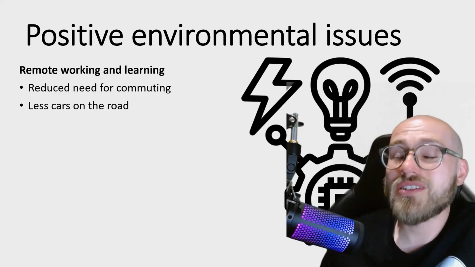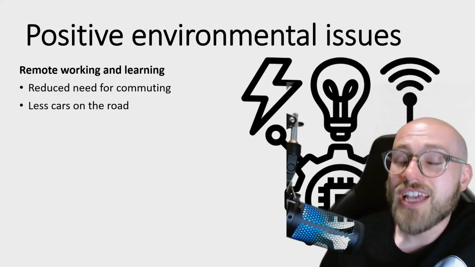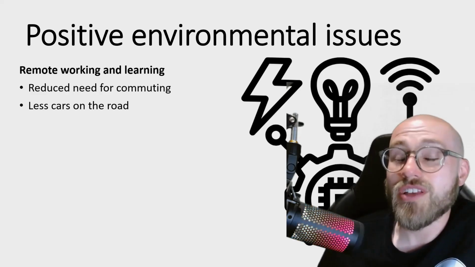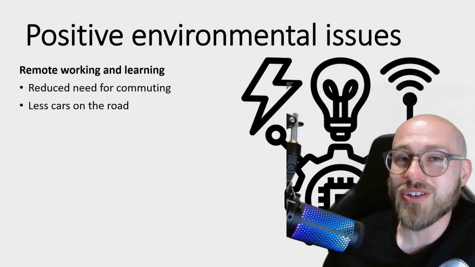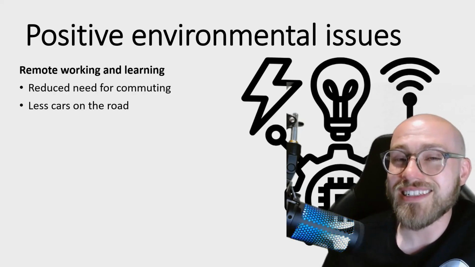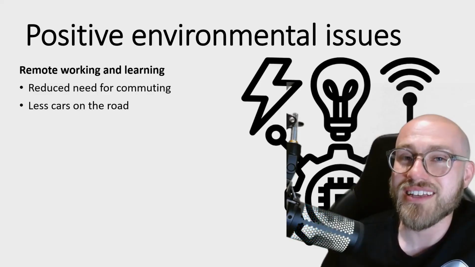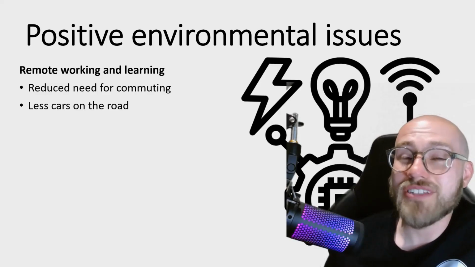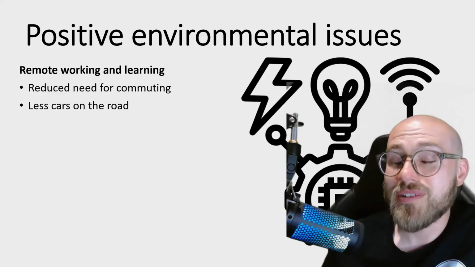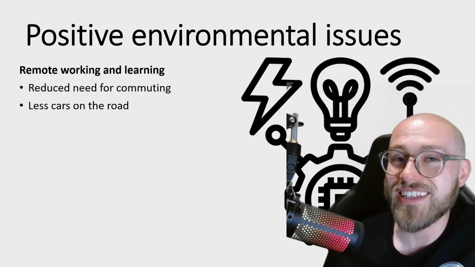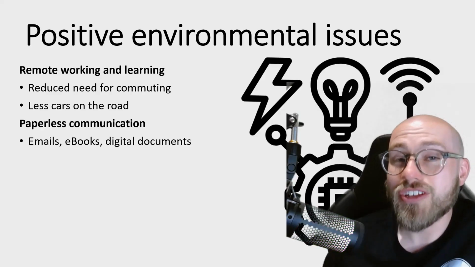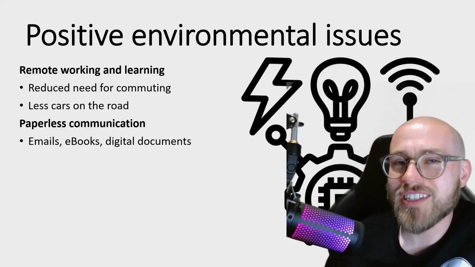So the first big positive of technology on the environment is being able to work remotely. So this was huge during COVID, especially when people were using things like Teams and Zoom to be able to communicate, teach lessons, and still have business meetings. It also meant that people didn't have to drive places as much, which means there's less cars on the road, which means there are less CO2 emissions in the air affecting the atmosphere. Another huge positive is paperless communication.